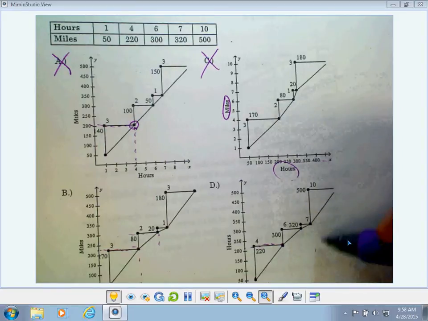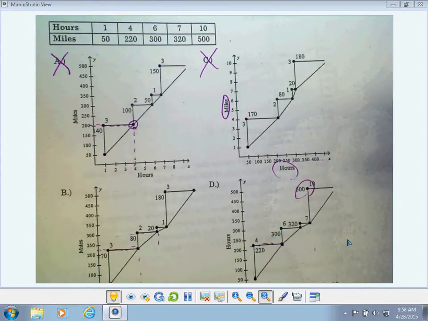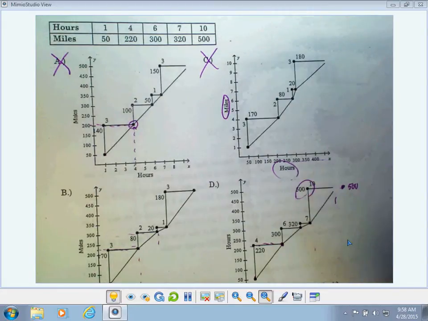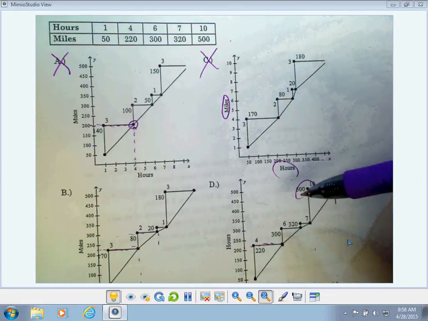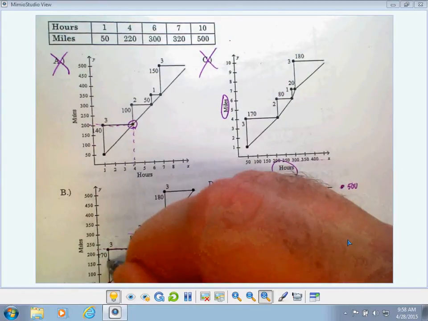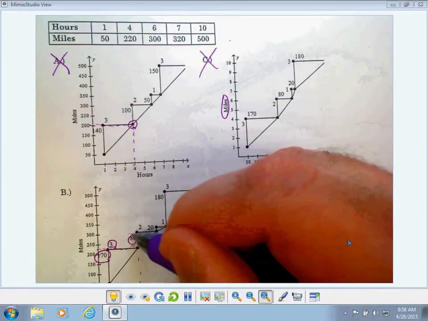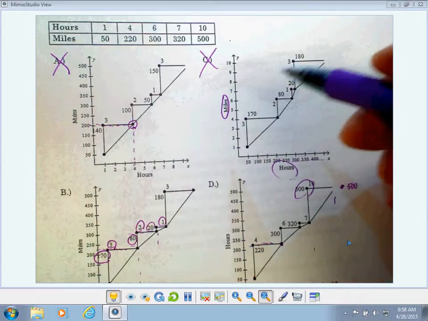Okay, here's our trouble right here, right? Well, kind of. I think it'll still be okay. 10 and a 500 out here. But what they wanted was the rate of change. How much did it go up and how much did it go over? See, this one went up 170 and over 3. Up 80 and over 2. Up 20 over 1. See, those are rates of change.